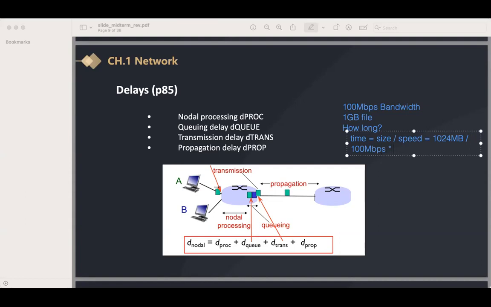Mbps times 8. Do you know why we need to times 8? This is because of the bytes to bits conversion, 1 byte equals 8 bits. So you can see this is the key point in the transmission delay calculation. And now you get the answer.